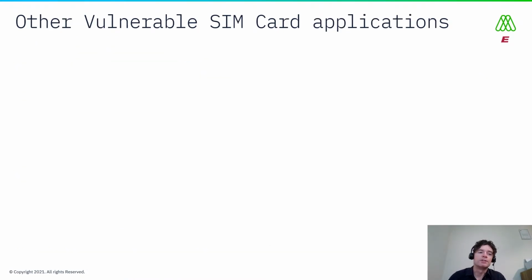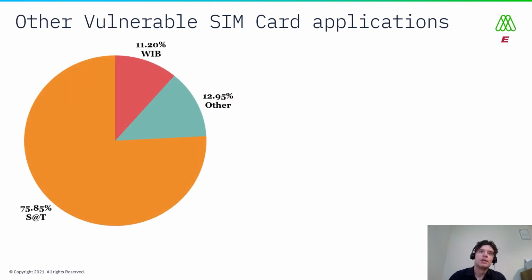So what did we find? Well, if we took an overall viewpoint of all the SIM card applications, the ones that we have talked about in the past were the vast majority of these vulnerable SIM card applications, which we could detect from message traffic. At least 3/4 of them were S@T and 11% of them were from the WIB. But there was a small but consistent percentage of traffic which originated from other SIM card applications.